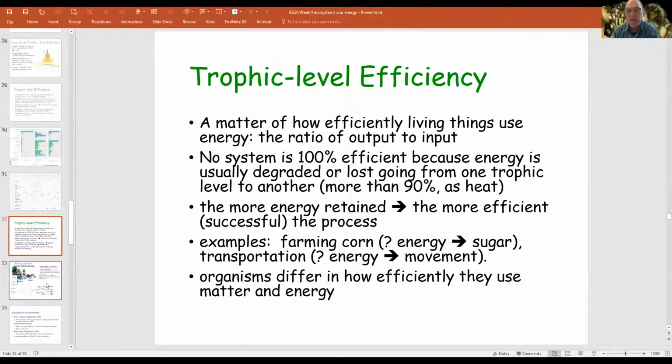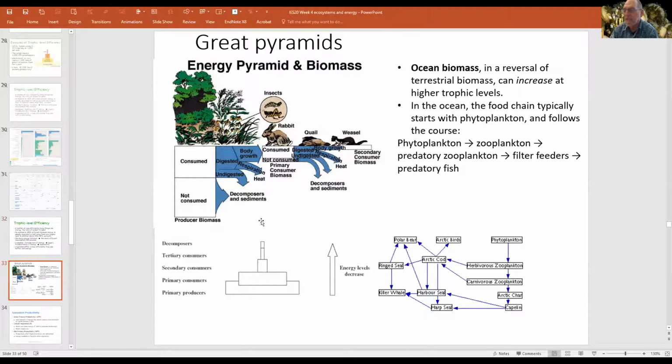And this loss of energy, loss of matter at each trophic transfer gives rise to this concept of pyramids of different types of organisms. Primary producers are at the base of the food chain. They're the ones that produce the organic material that's then consumed, moving up in the food chain. Primary consumers eat the primary producers. Secondary consumers eat them, and so forth. And there's a loss at each level.